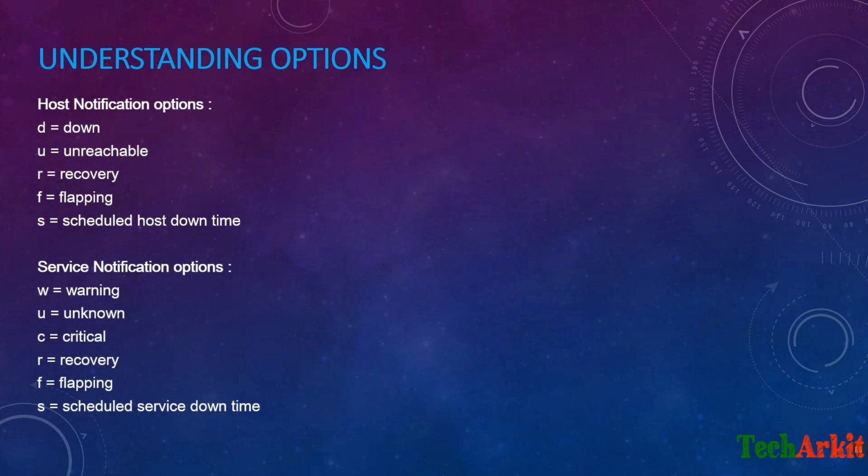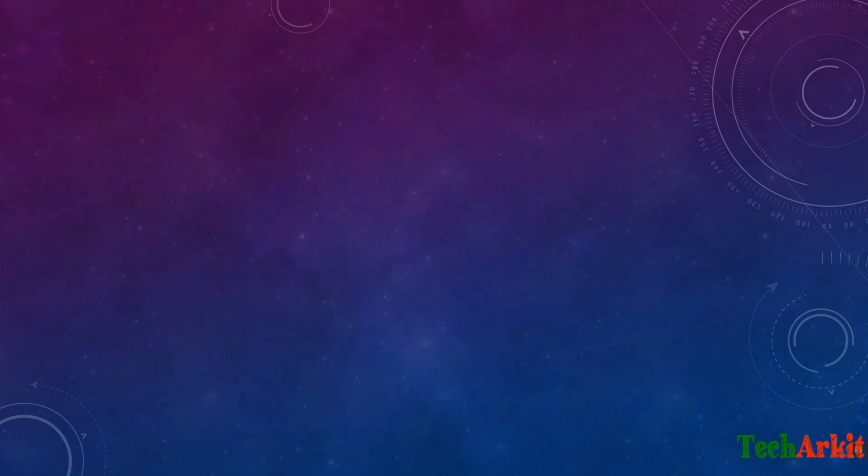Scheduled host downtime and scheduled service downtime is that whenever you schedule any downtime on the Nagios console, it will send you the notification there. Say that so and so host is having the downtime from so and so time to so and so time. So that's the options you have from the host notifications and the service notifications options.